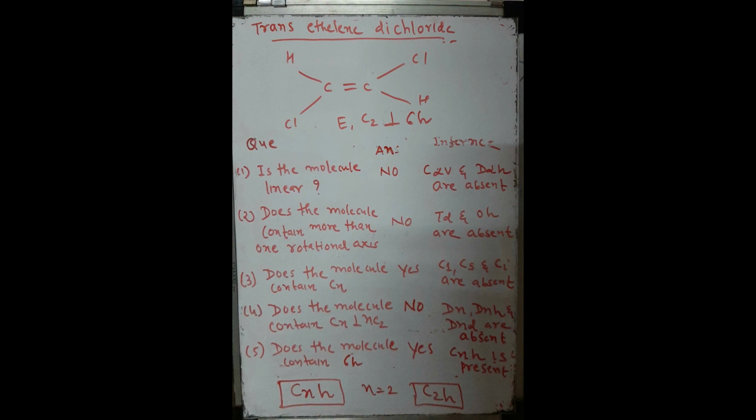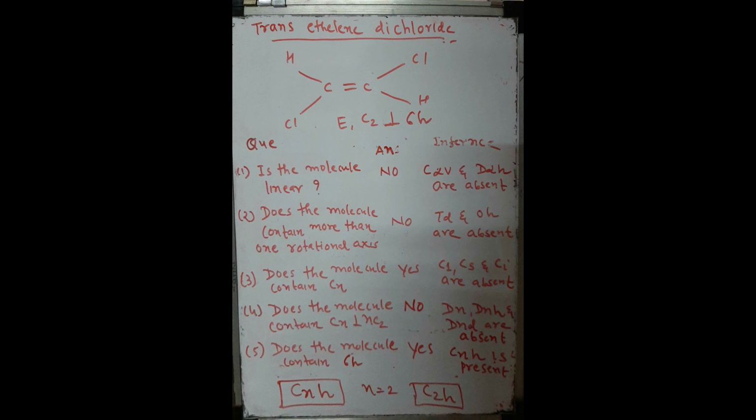Third question we are going to ask, does the molecule contain Cn? Answer is yes, that means C1, Cs and Ci are absent. Fourth question we are going to ask, does the molecule contain Cn perpendicular to nC2 axis? Answer is no, that means Dn, Dnh and Dnd are absent. Fifth question, does the molecule contain sigma h? Answer is yes, therefore point group of this molecule is Cnh. Here n is equal to 2, therefore point group of this molecule is C2h.